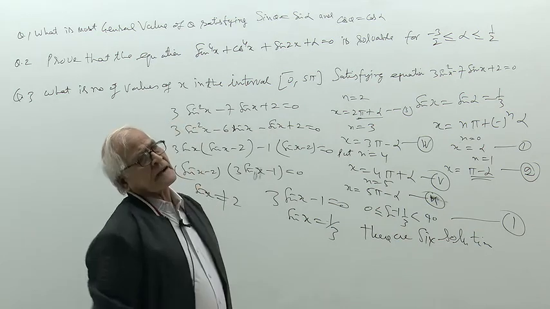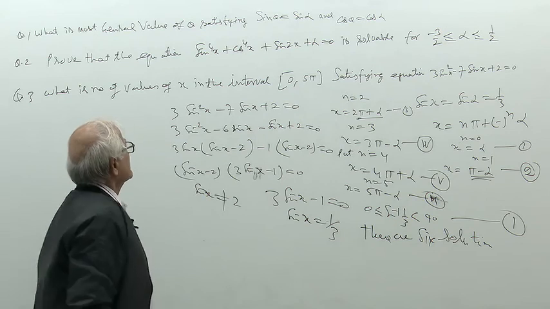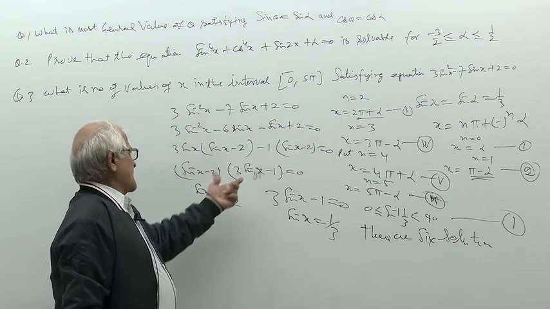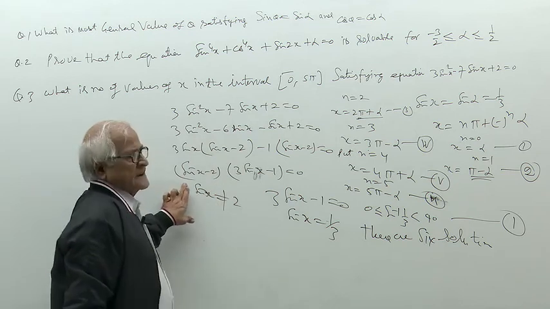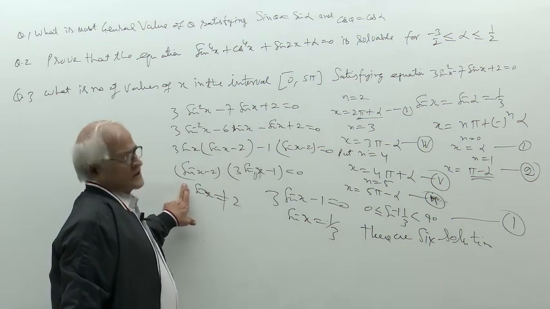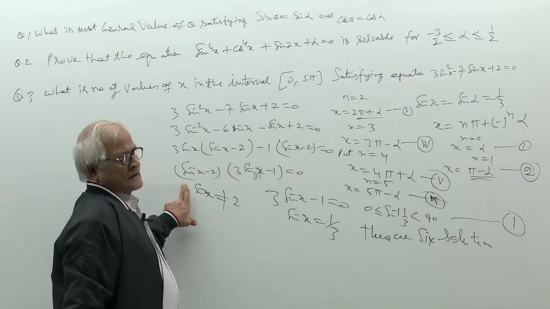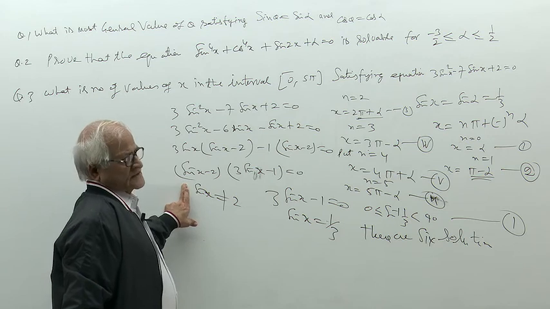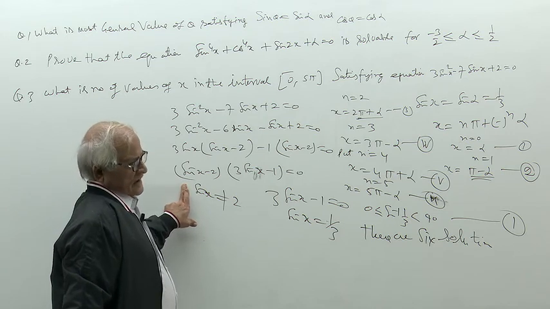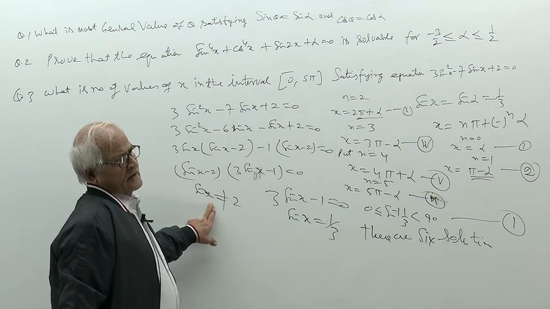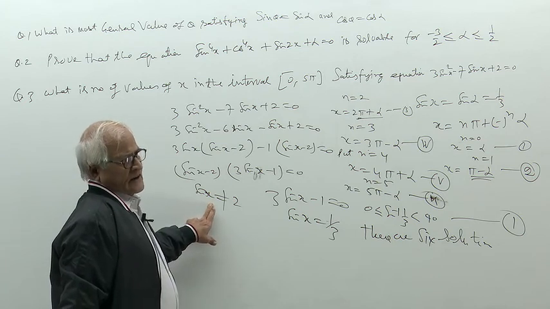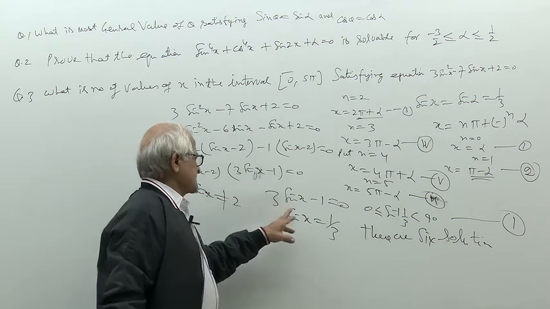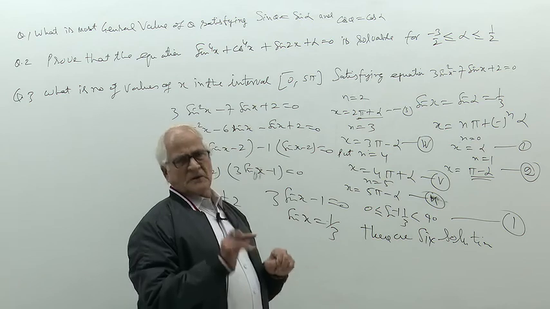Now I am repeating again. Take this equation, and we have factorized it. Sin x equal to 2 is not admissible, because the value of sin x is between minus 1 and 1. This is not allowed. Sin x is equal to 1 by 3, which is a positive value.